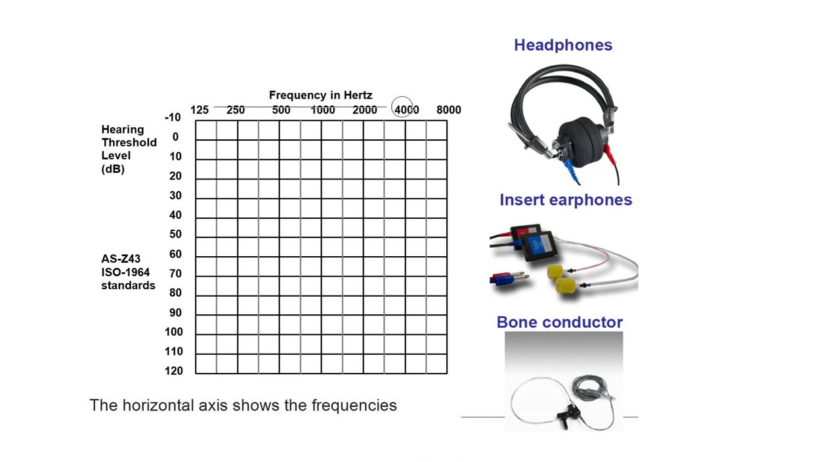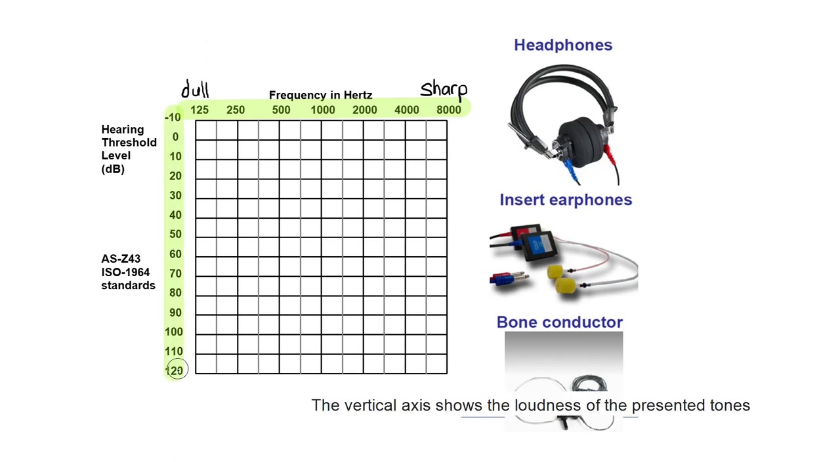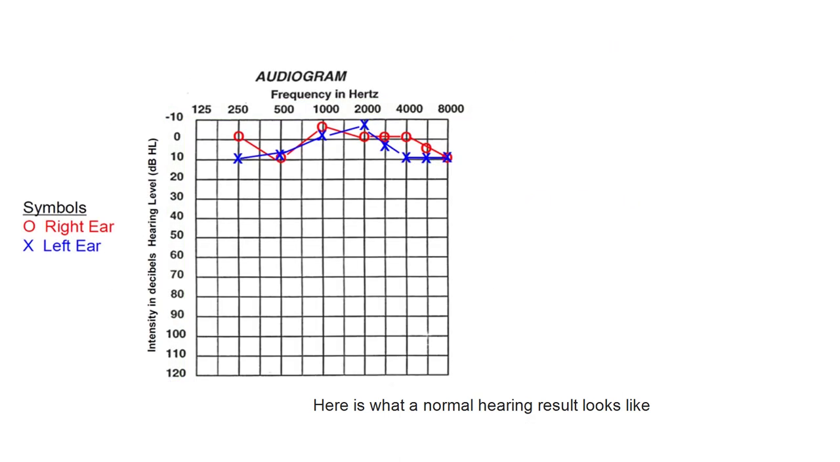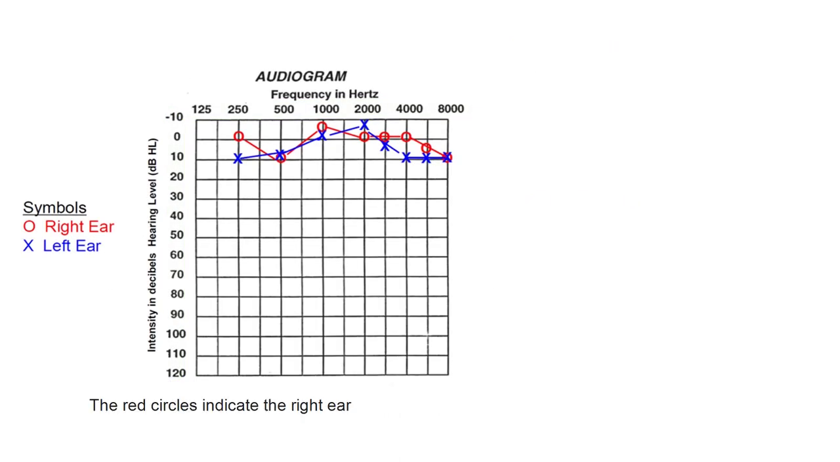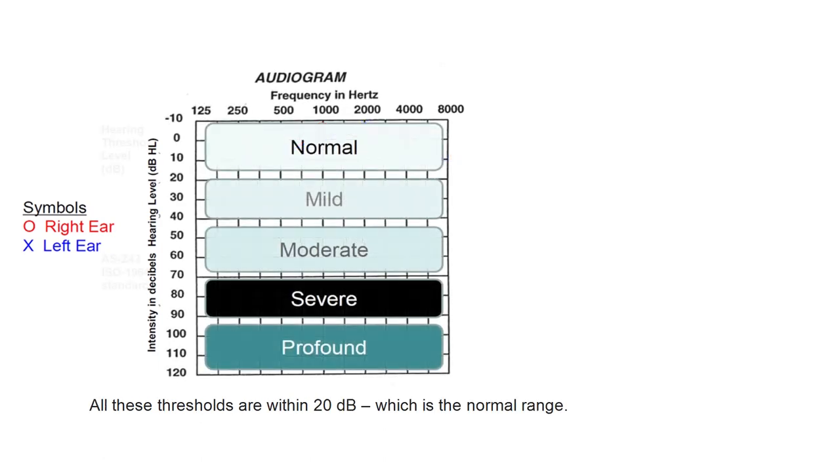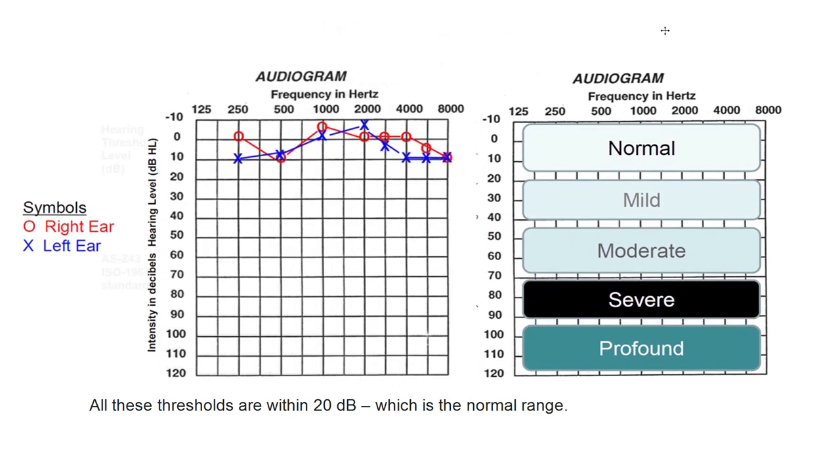The horizontal axis shows the frequencies. The higher the frequency, the sharper it is. Like this? The lower the frequency, the duller it is. Like this. The vertical axis shows the loudness of the presented tones. Here's what a normal hearing result looks like. The red circles indicate the right ear, the blue crosses indicate the left ear. All these thresholds are within 20 dB, which is the normal range.